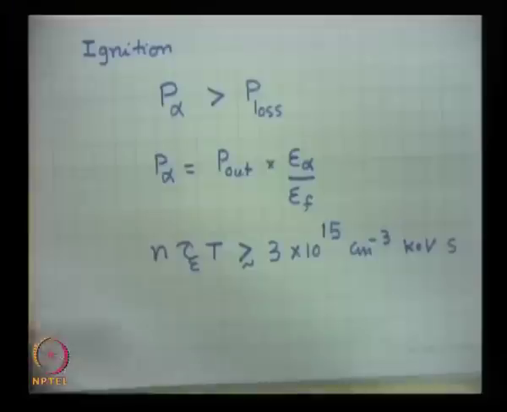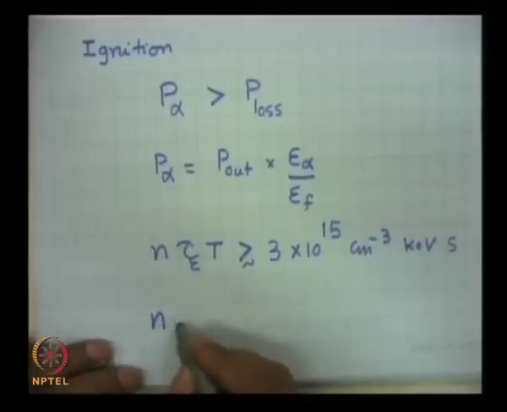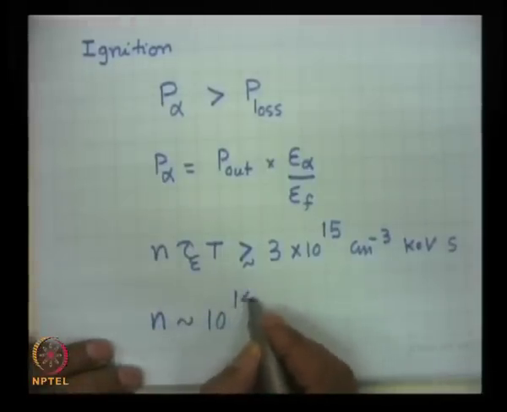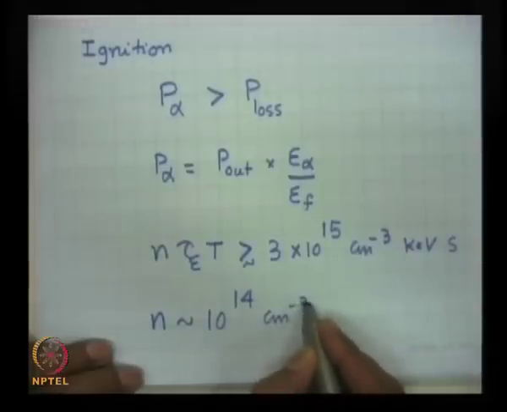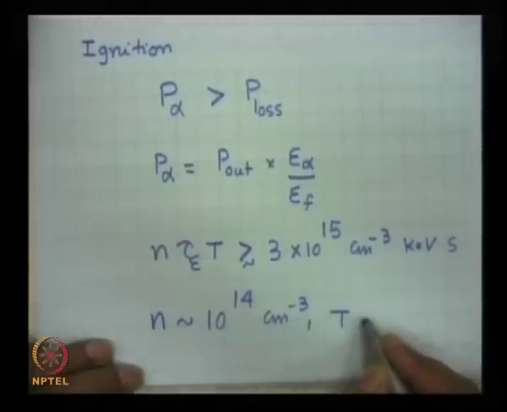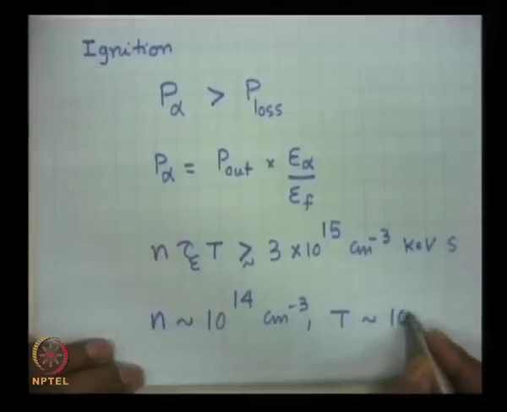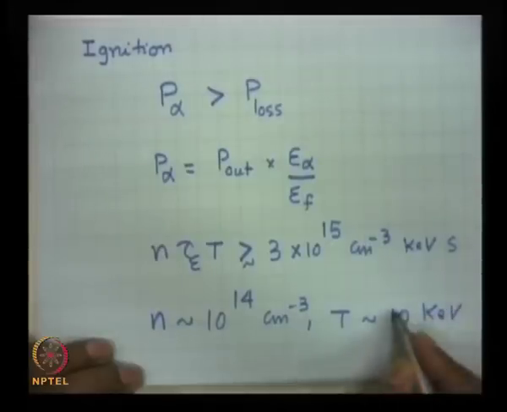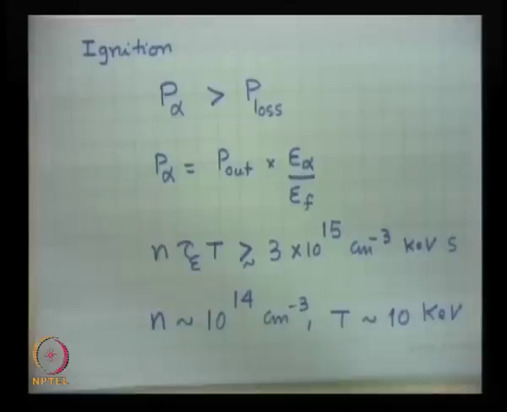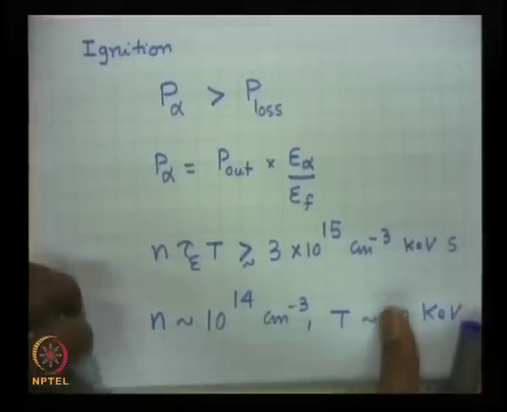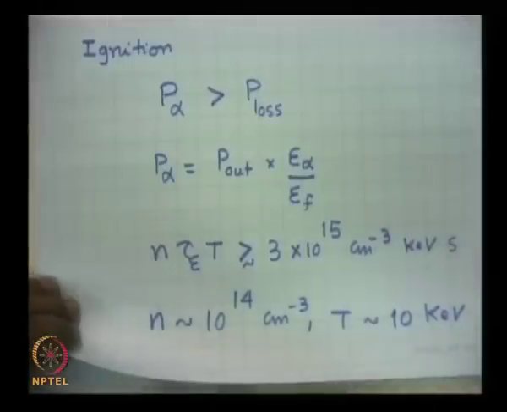So one parameter I mentioned to you was the density. In tokamak operations, this is around 10 to the power 14 per centimeter cube, and temperature we are having of the order of 10 keV, which is about 10 to the power 8 degrees Kelvin, and confinement time we want to exceed 1 second. Well, this is one important consideration.